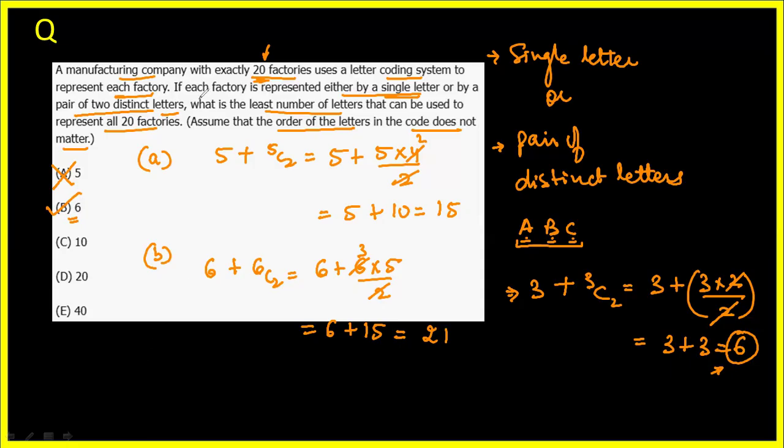So always see to it that you understand the question. Here it was single letters. If there are n letters, n single codes can be generated, and if pairs are required, how many pairs can be formed? If n letters are there, 2 are required, so it will be nC2, which we have used here. From the options we have understood that 5 just gives 15, and we require 20. Option A is eliminated, and option B gives us 21 codes, which meets the requirement of 20 codes for those 20 factories. Option B is the correct answer here.